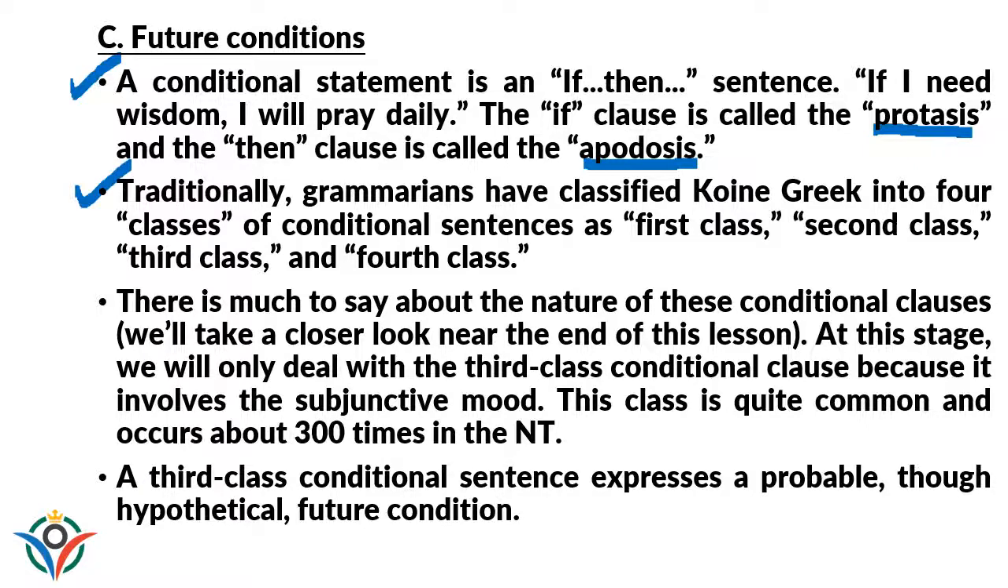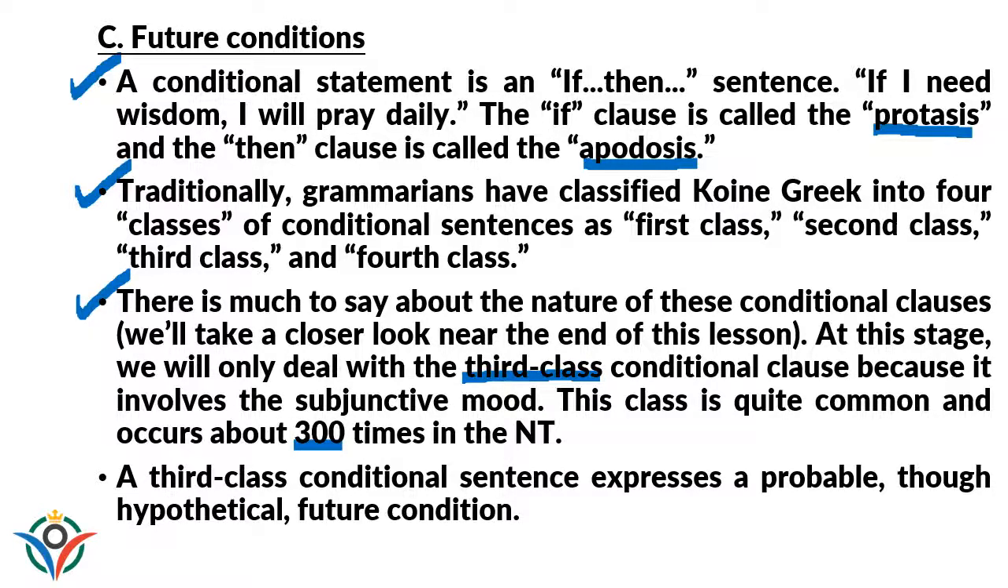Now, traditionally, grammarians have classified Koine Greek into four classes of conditional sentences: first class, second, third, and fourth class. Now, there is much to say about the nature of these conditional clauses, and I'll do a summary of them with you at the end of this lesson. But at this stage, we will only deal with the third class conditional clause because it involves the subjunctive mood. And this third class conditional clause is quite common and occurs about 300 times in the New Testament.